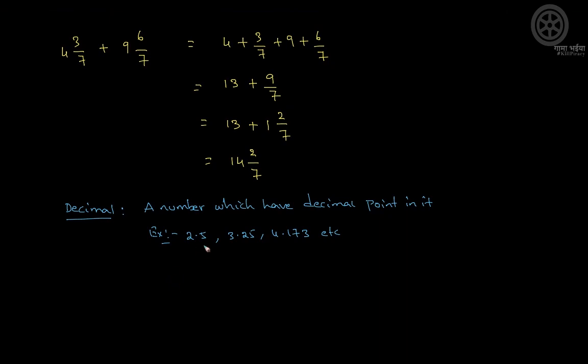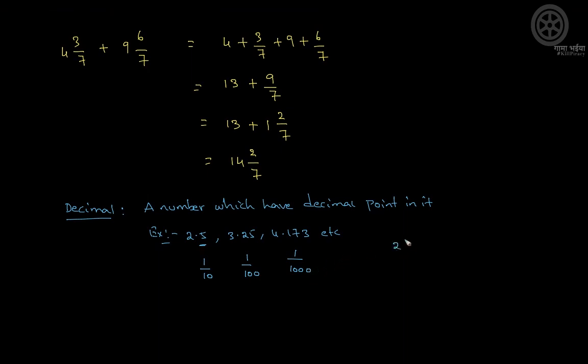This 2.5, after the point, if we have a single digit, then it is called 1/10. After the decimal point, if we have two numbers, then it is 1/100th, right? After the decimal point, if you have three numbers, then you should have 1 by 1000, three zeros. So when decimal places increase, the number of zeros increases, remember, right?